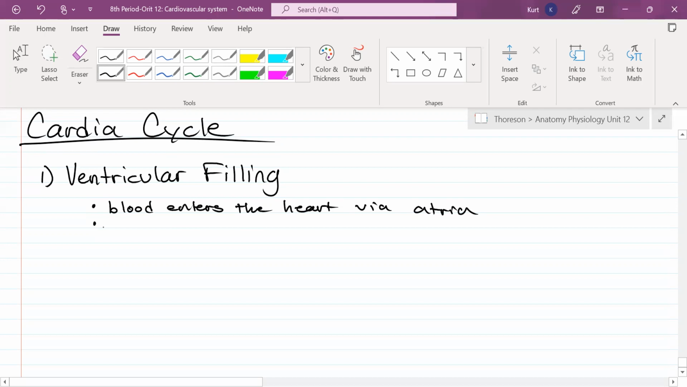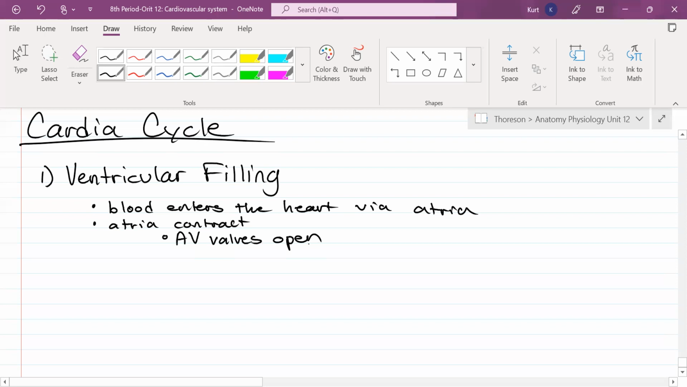Now, in order for blood to go into the ventricles, would you expect the atria to relax or contract? That's right. So the atria contract. What does the contracting of the atria do? When it contracts, what valves must be open for blood to move on to the next stage? What are the 2 AV valves? Tricuspid and bicuspid. The AV valves open.